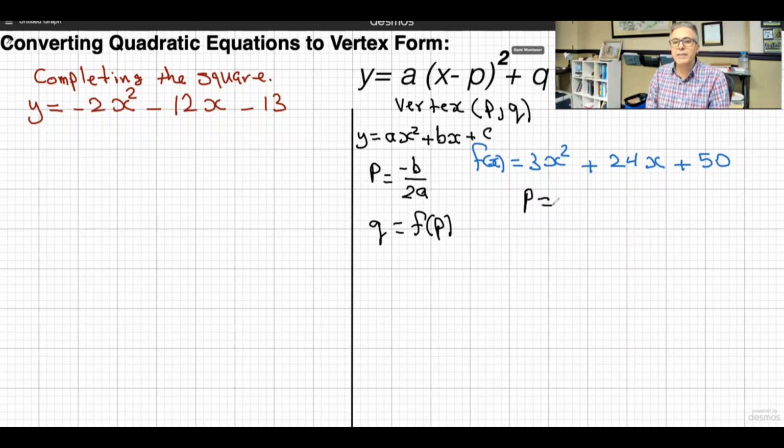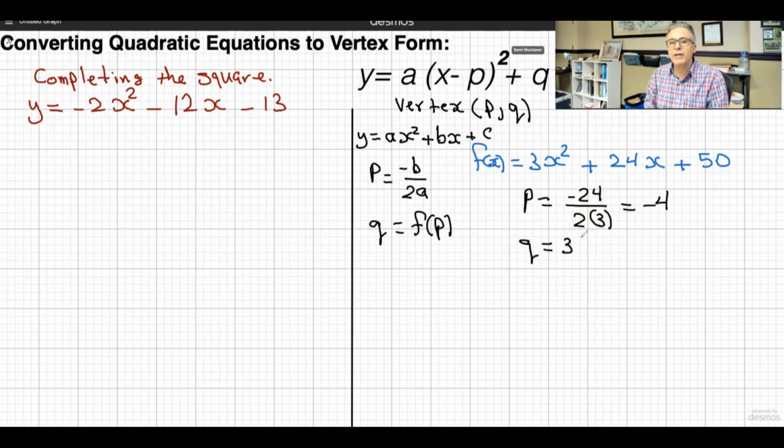So let's find p first. To find p, it's negative b. And as we agreed, b is the 24 here. So it's going to be negative 24 over 2a, and a is 3. So that's negative 24 over 6, which gives me negative 4. Now we found p. Now it's time to find q.